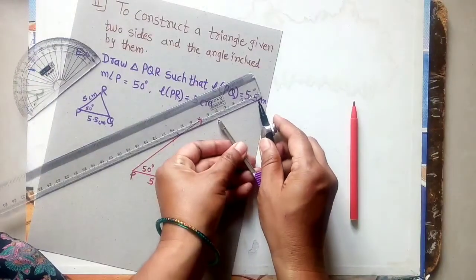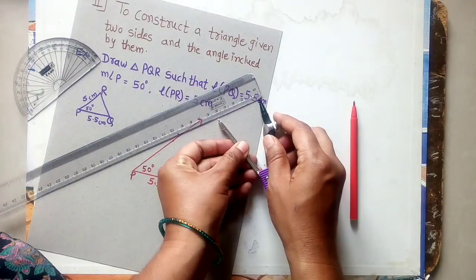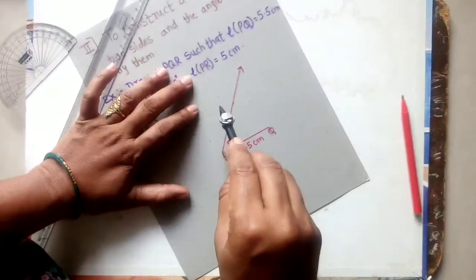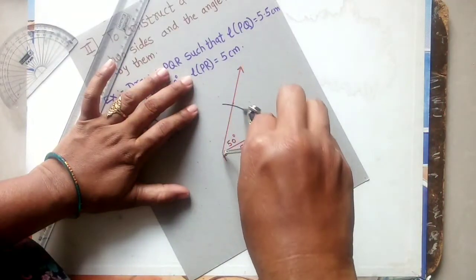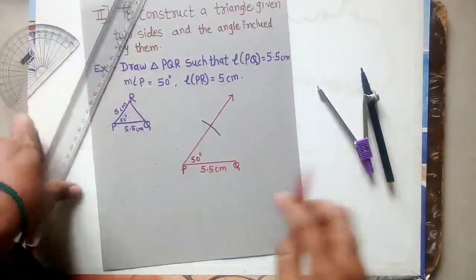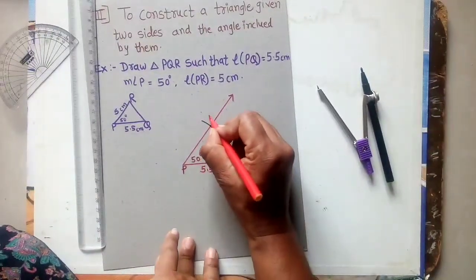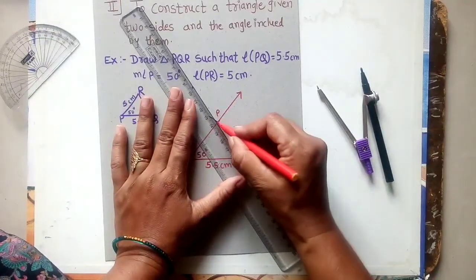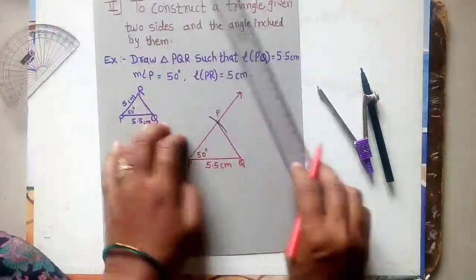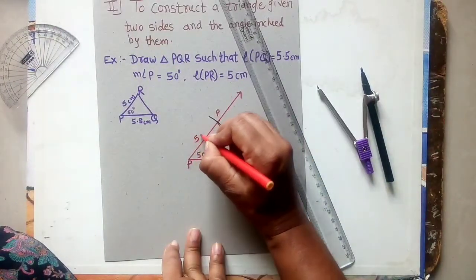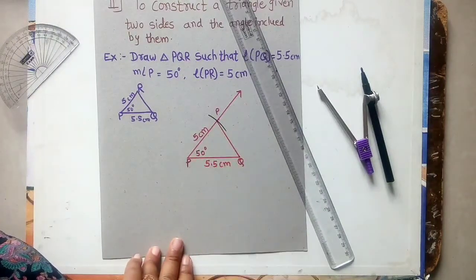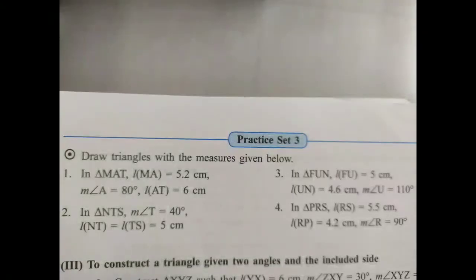Take a distance of 5 cm in the compass. Place the iron tip of the compass on point P and draw an arc to cut the ray. Name the point R. Join points Q and R. Triangle PQR is the required triangle. Solve practice set 3, question 4.